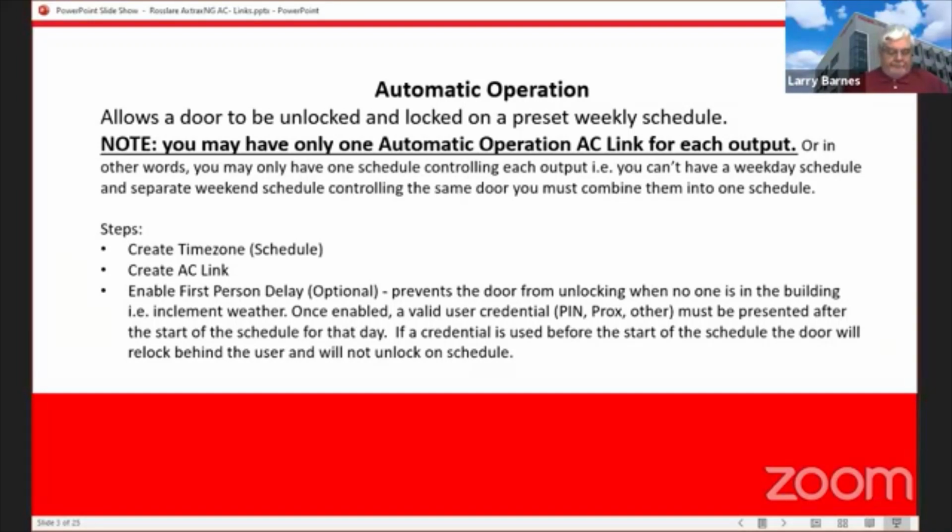So basically you've got three steps. One's optional. First, we're going to create the time zone, which I'm going to go through in a moment, and then you create the AC link. One AC link per door. You cannot do it on a group or anything like that.